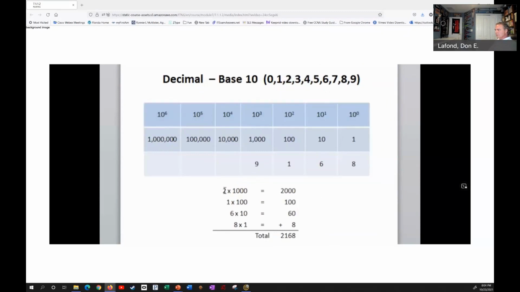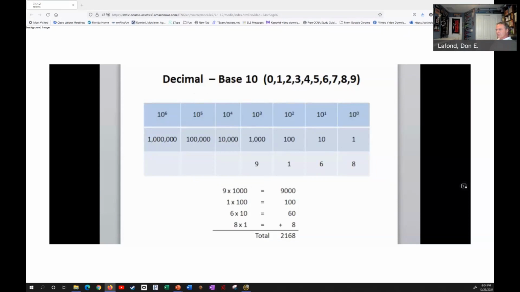In other words, if I had the number 9,168, I'd simply replace the 2 here with a 9, and now I have 9 1,000s totaling 9,000 in the 1,000s place. So in any one of these place values, you can have the number 0 all the way up to 9. This is the base 10 decimal number system.